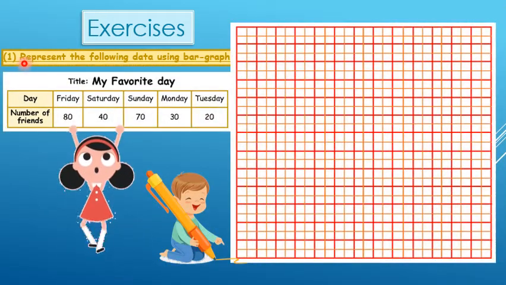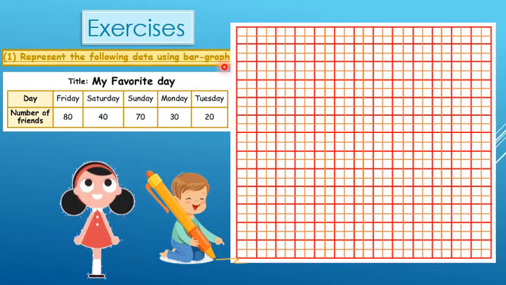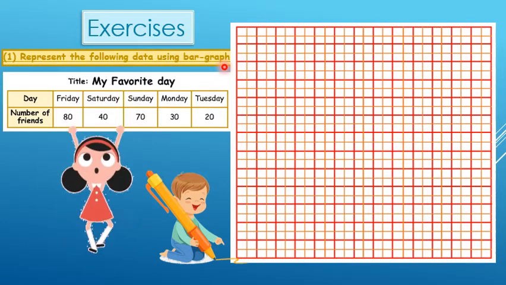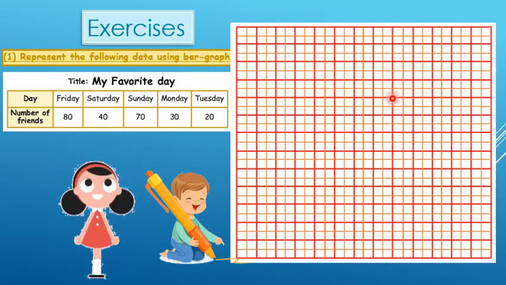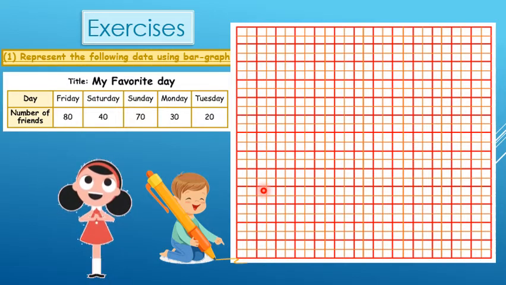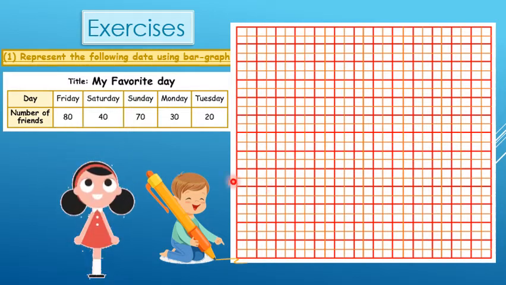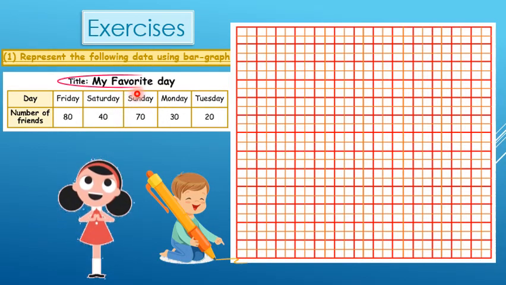Last exercise here, represent the following data using a bar graph. Then I will use my ruler and my pencil to draw this bar graph. We have an empty grid. Then we need to draw first, yes, our axes. And before we draw our axes, we need to write our title, which is my favorite day.